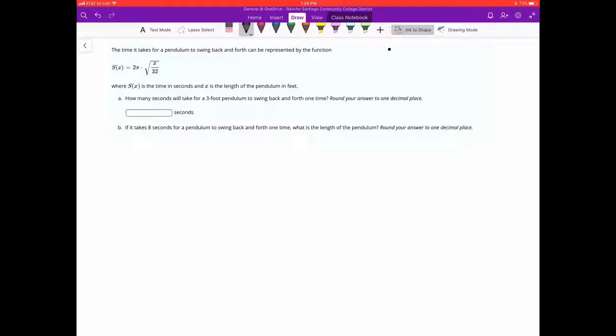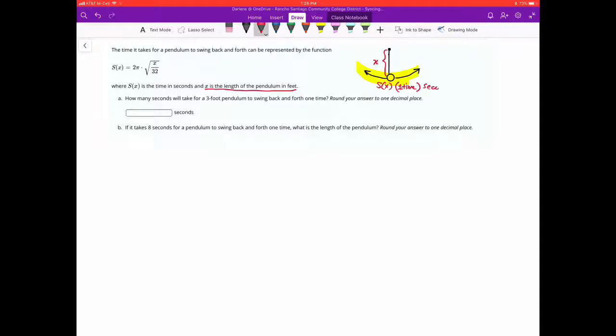What this means is if we take a pendulum at a certain length and push it to swing back and forth, this length here from the top to the pendulum itself is x feet. The time it takes if you pull it and let it swing back once, there, back, forth, back, for one time it will take s of x. One time.